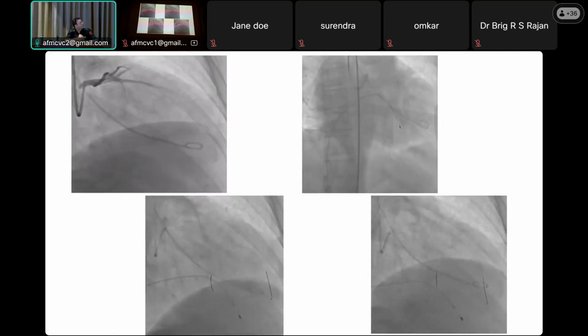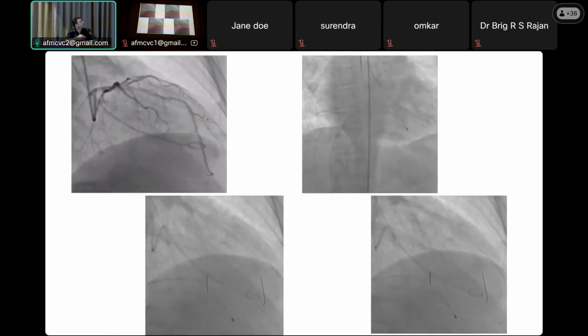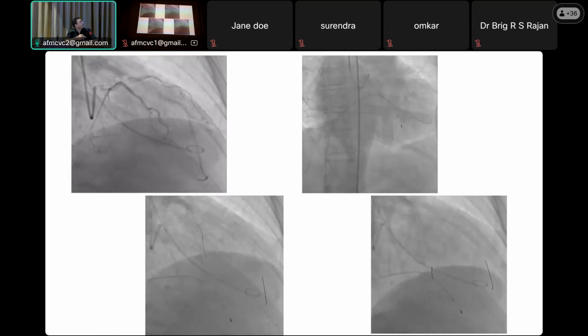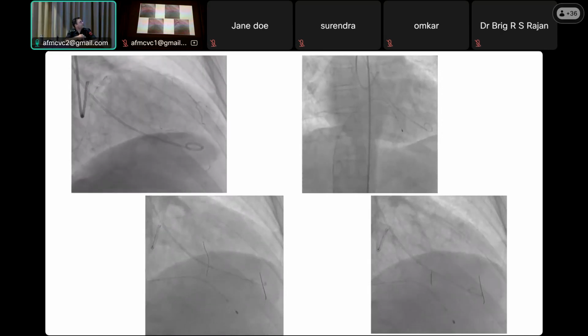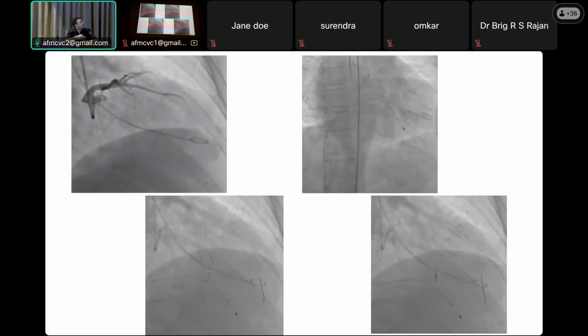So in this, we can see we occluded the branch. Then we injected the contrast. We are seeing here no contrast is going into the septal branch. Then we take out the wire.